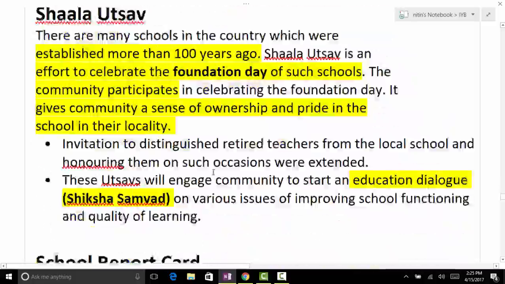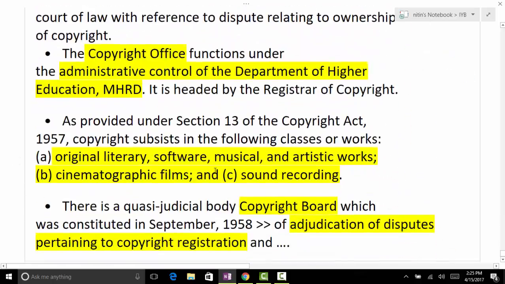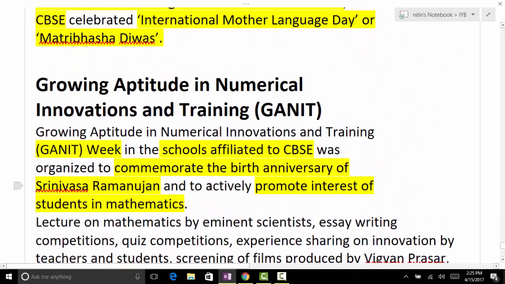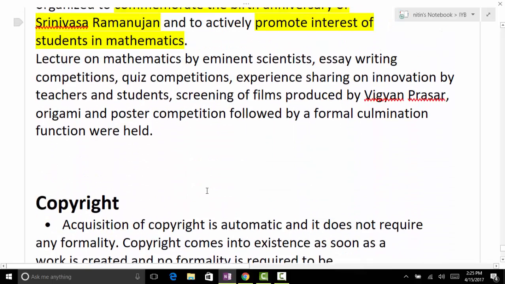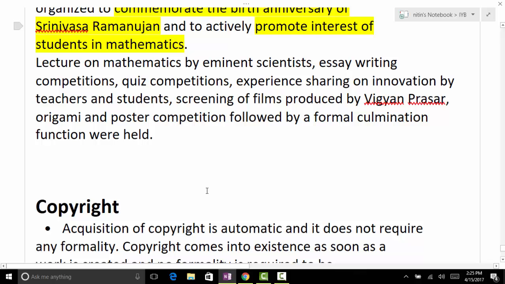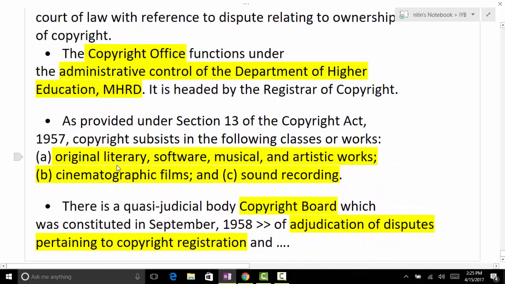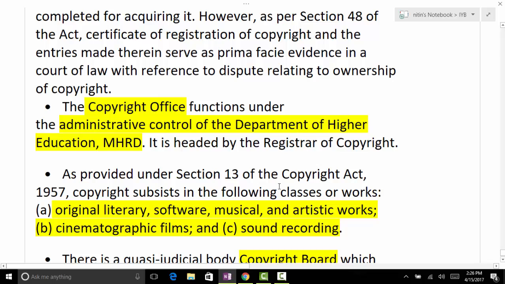That's all. Now we come to the last topic, that is copyright. Copyright Office, the Registrar General, under which ministry? HRD, Ministry of HRD. So remember it. What all comes under copyright? Literary, software, musical and artistic works, cinematographic films and sound recordings. Just keep this much in mind, and that it is under the HRD ministry. And what all works can be classified as coming under copyright. So the Copyright Office is not statutory.